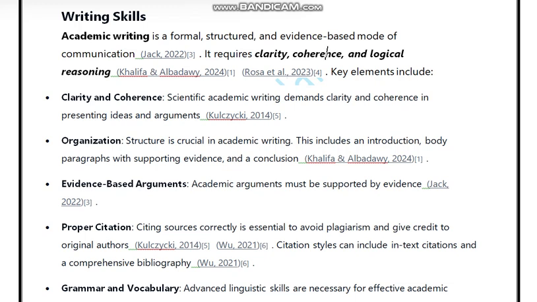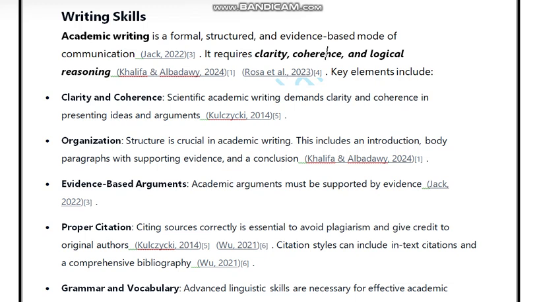Organization. For example, if you are writing something in academia such as proposal writing or research writing, there must be a proper structure or organization. Organization or structure is crucial in academic writing. This includes introduction, body paragraphs, supporting evidence with examples and references, and finally conclusion. So, in academic writing, you must be clear in your thoughts and ideas, and your writing should be based on introduction, body, and conclusion. And then evidence-based with examples and arguments.